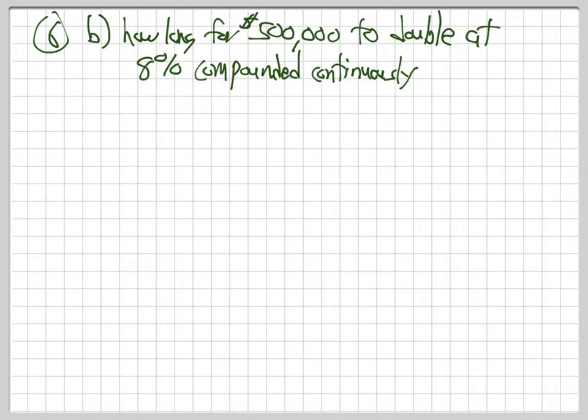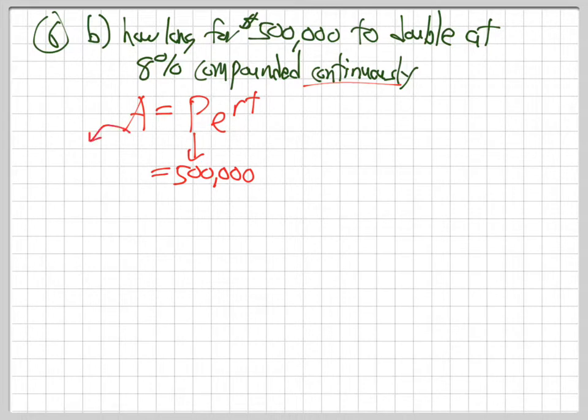So you know the formula we're going to use. Whenever it's compounded continuously, you use the Pert formula. So what's the principal being put in? $500,000. And what's the amount we wanted to remember? The A is the amount it becomes later. So if you want to double $500,000, it'll become $1 million, right?